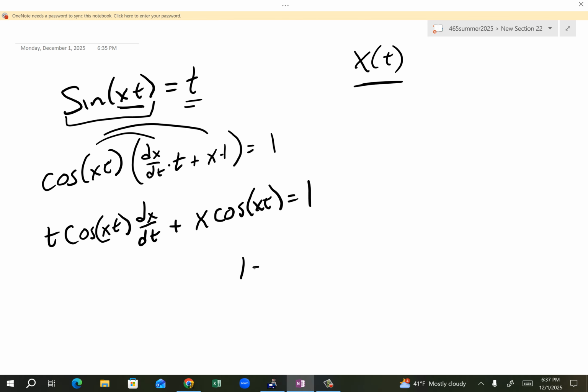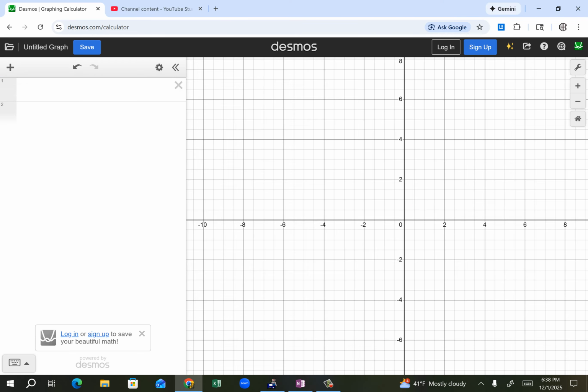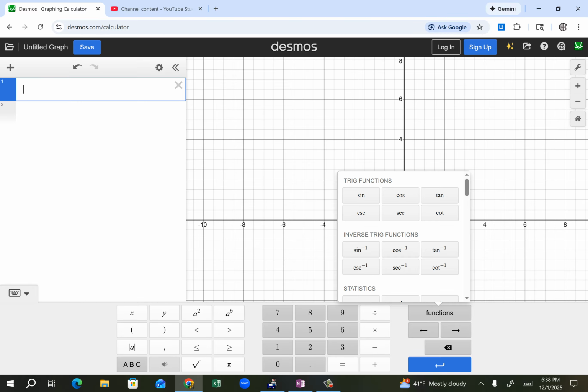So I'm going to move this over to the side, and then it is equal to t cosine xt dx/dt. And I'm just going to divide by t cosine xt. Done. Now let's see what that baby looks like. Sine of x times y. I'm going to use x times y. That's all we can do in here.